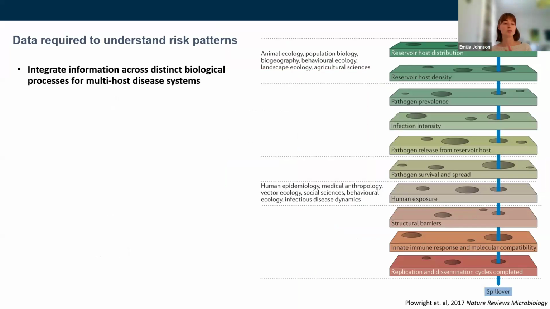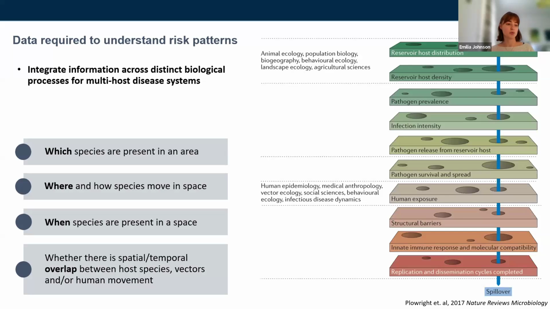And to understand these opportunities or windows for spillover, depicted here as holes in each layer, there are some basic core ecological questions that we can ask. So this includes which species are present in an area, where and how key hosts move in space, when species are present, and by this I'm referring both to reservoir species and to humans, the susceptible hosts, and thus whether there is spatial and temporal overlap between these compartments.